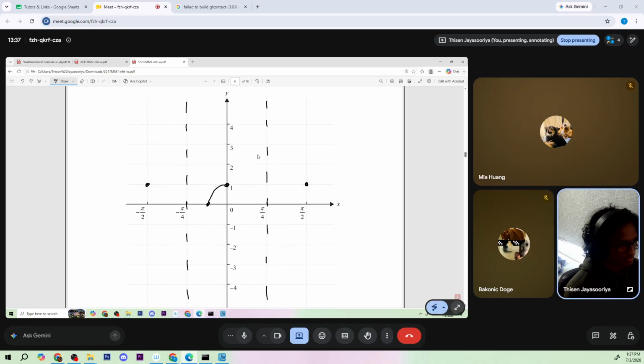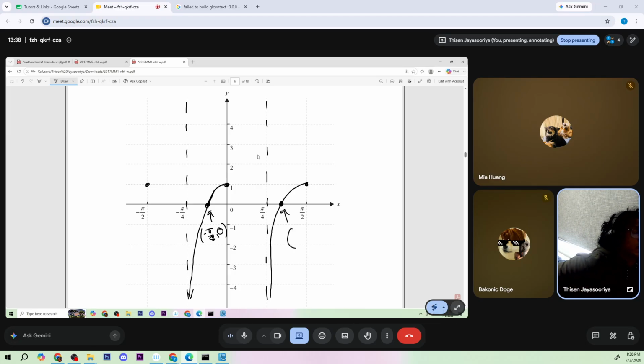So it intersects, it goes down. Let me just try and sketch this one right. Goes down and goes all the way down. This point here is going to be negative pi over 8, comma 0. Over here, this graph, one period apart, is going to have an intercept at pi over 8. So this part's going to go up.